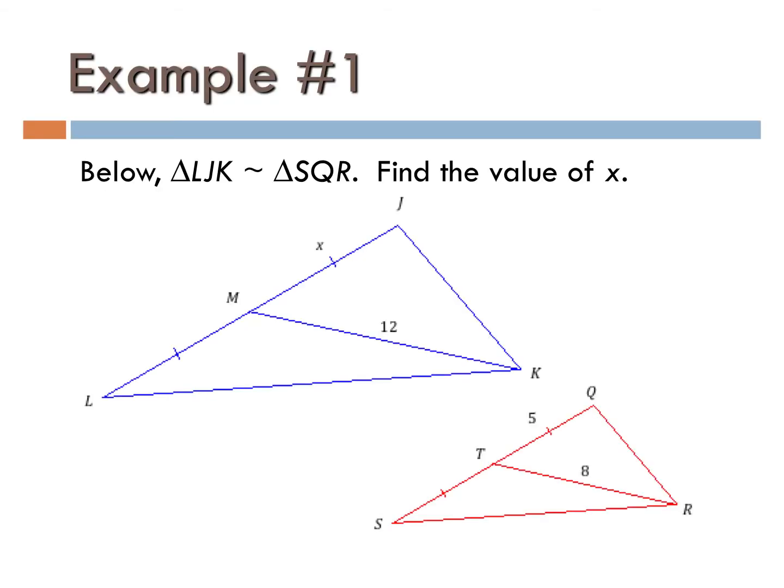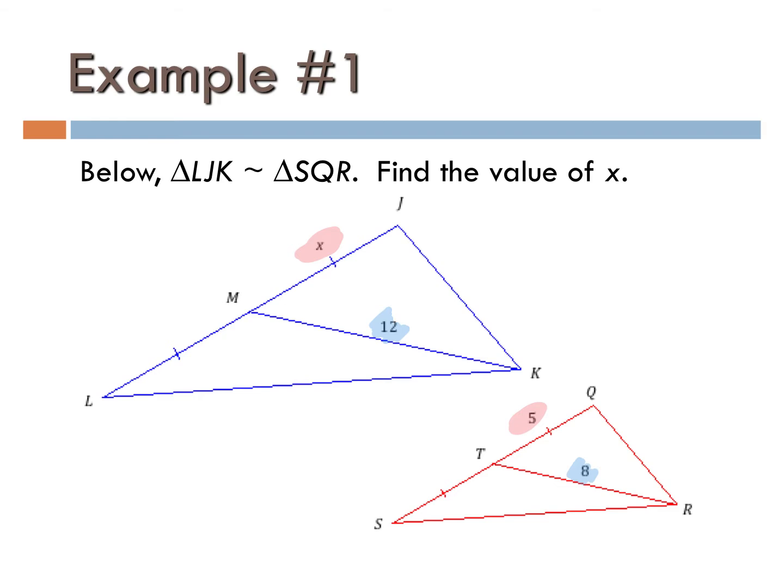Okay, so let's take a look at our first example here. We have triangle LJK is similar to triangle SQR. We are going to find the value of x. So I see here that x occupies this spot. It corresponds to 5 of the red triangle. Then we have 2 other segments that both have to have some sort of value. We have 12 and we have 8.